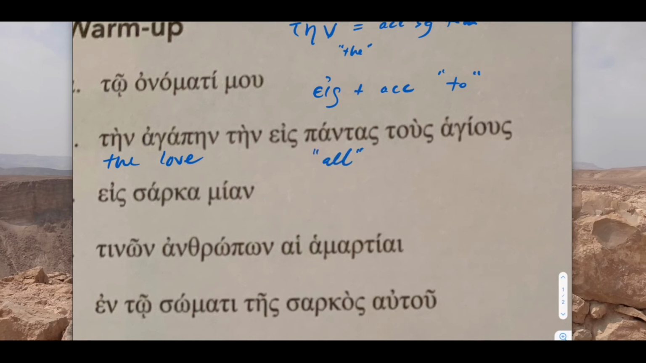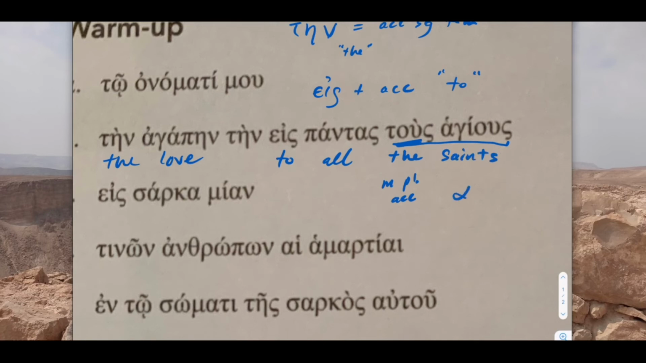So pantas then means "to all." But we're not done there yet, because we have another use of an adjective functioning substantively: tous hagious. If we remember our definite article, tous, there can only be one thing: masculine, plural, accusative. So it's going to be "the," and then I'm expecting a noun that matches it. Tous hagious, to the saints, the holy ones.